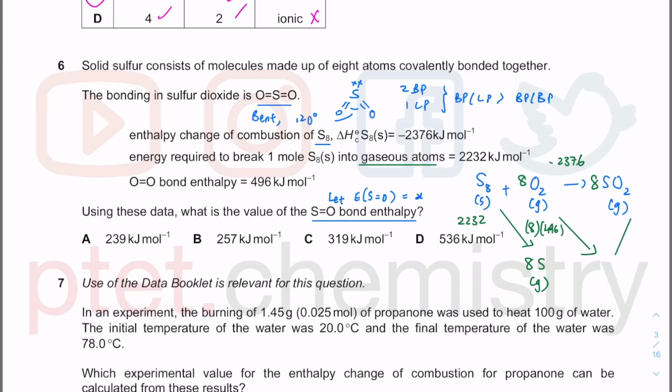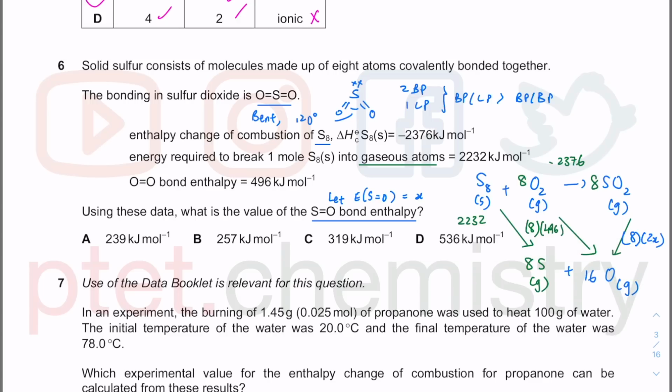On the other hand, I'm going to break all the covalent bonds in the SO2 molecule. In one molecule, I have 2 of these covalent bonds, so 2x for one molecule. I have 8 of that molecule. So altogether, I have 8 times 2x, because x is the bond enthalpy for one of these S=O double bonds. I have 2 of them in one molecule and 8 molecules, so I have 16x altogether. All of these will be broken down into oxygen atoms, and there will be 16 of those gaseous oxygen atoms.